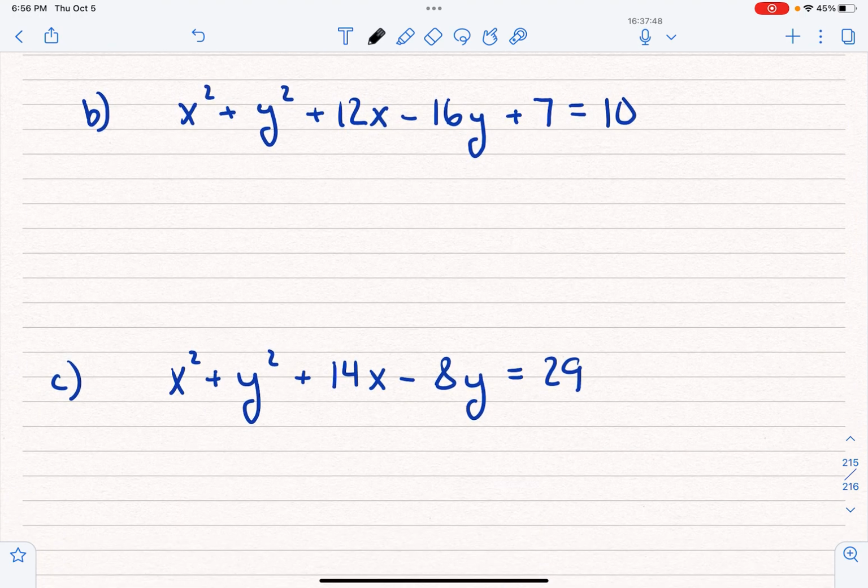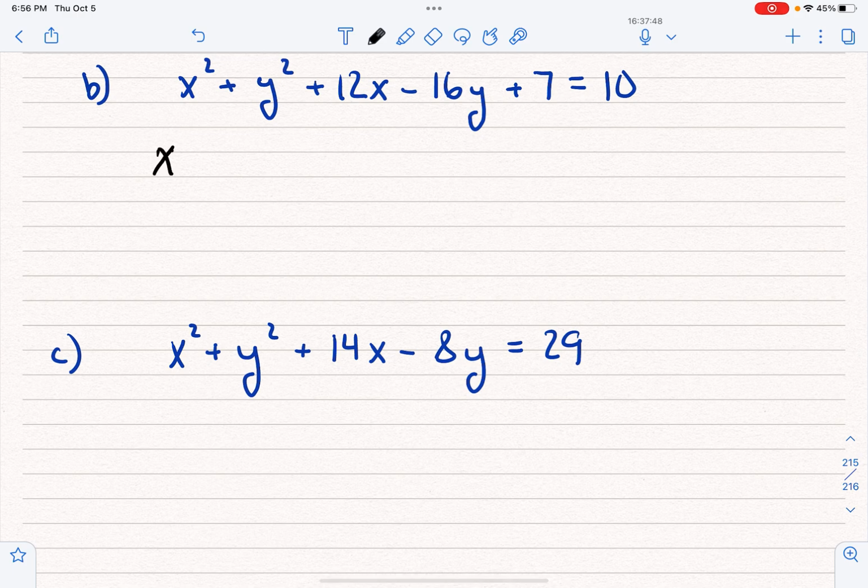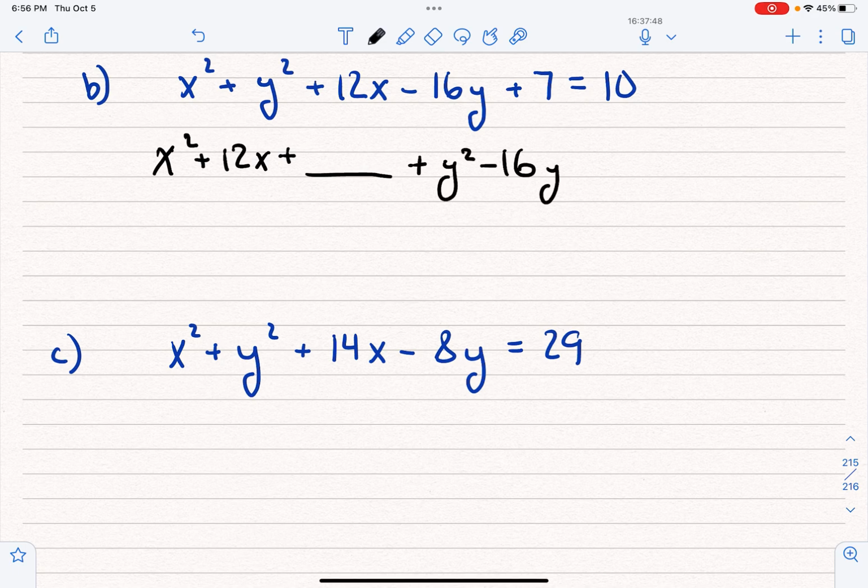All right. This next one, rewrite it. x squared plus 12x plus blank plus y squared minus 16y plus blank equals, I'm going to go ahead and subtract the 7 from both sides and get 3. Half of 12 is 6, squared, I get 36. I'm going to add that over here. Half of 16 is 8, squared, I get 64. Add that right here.